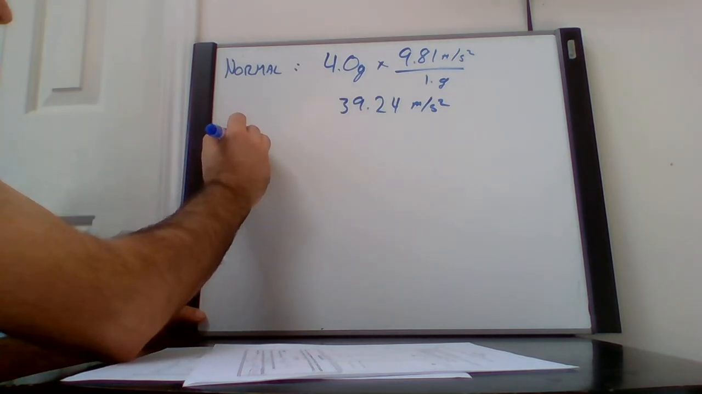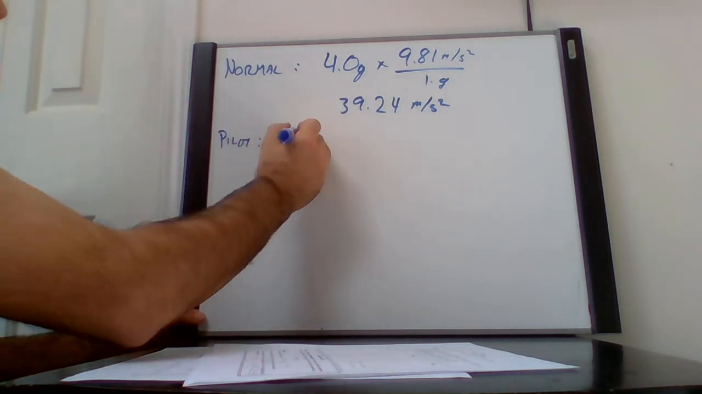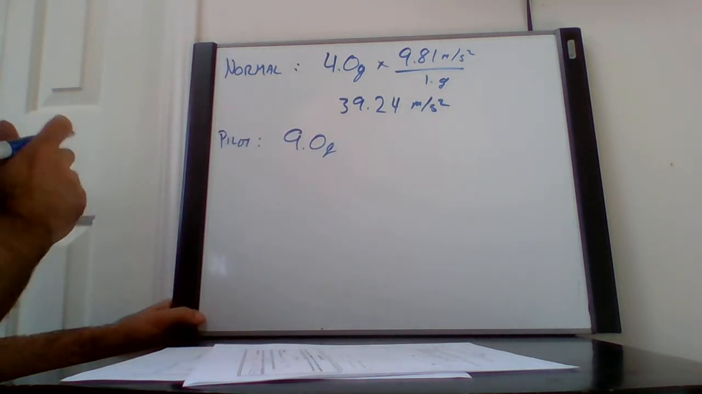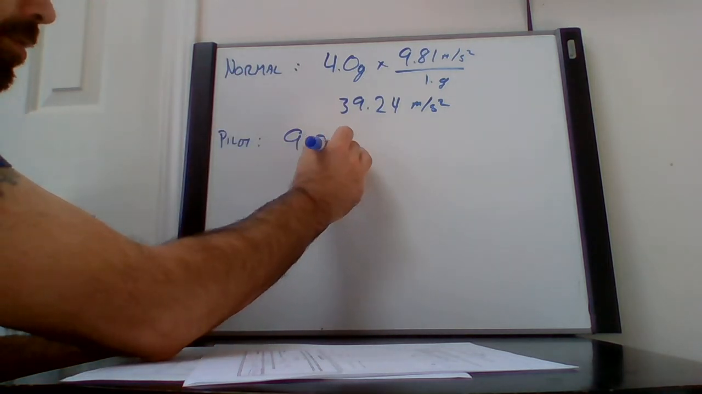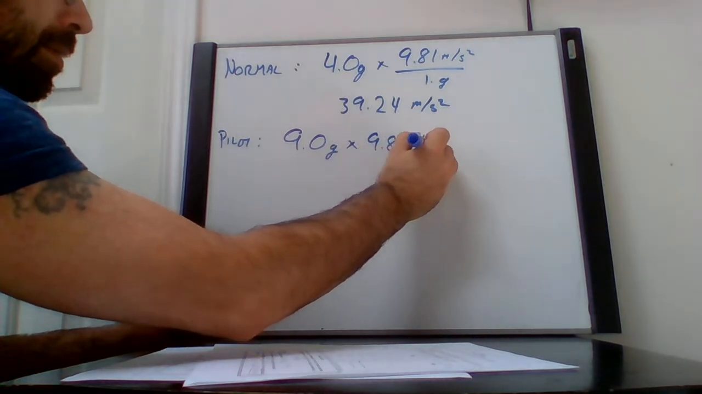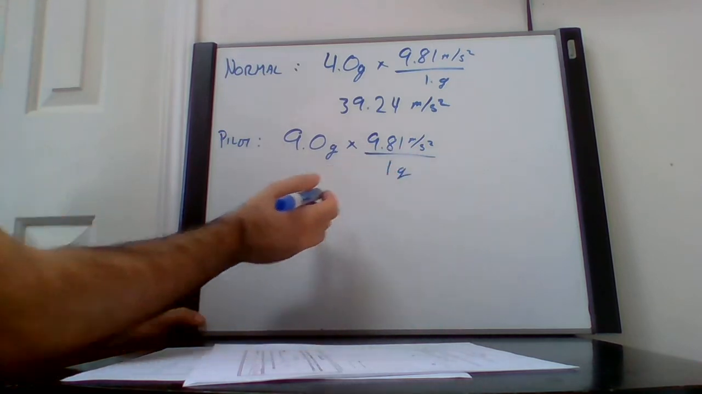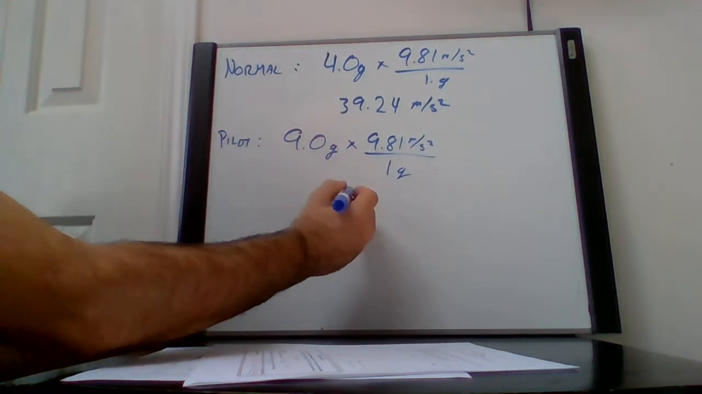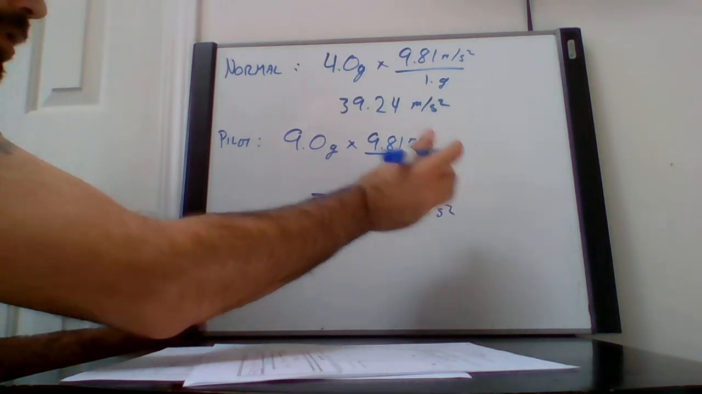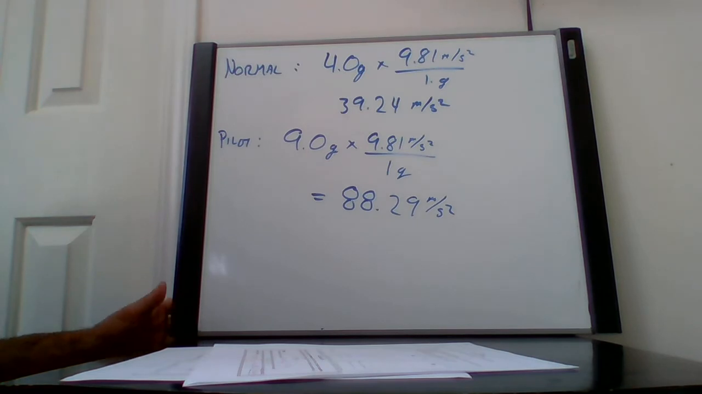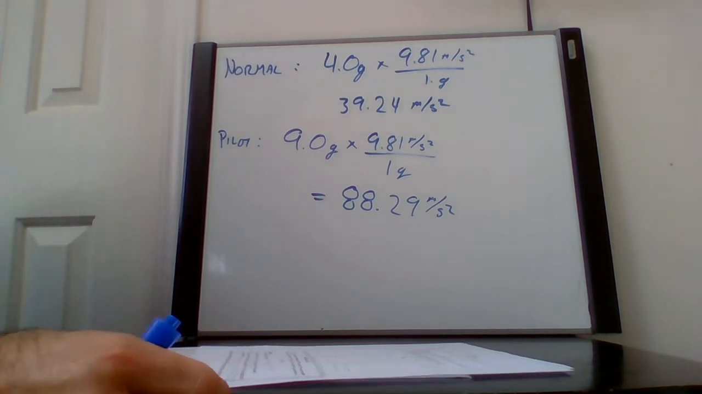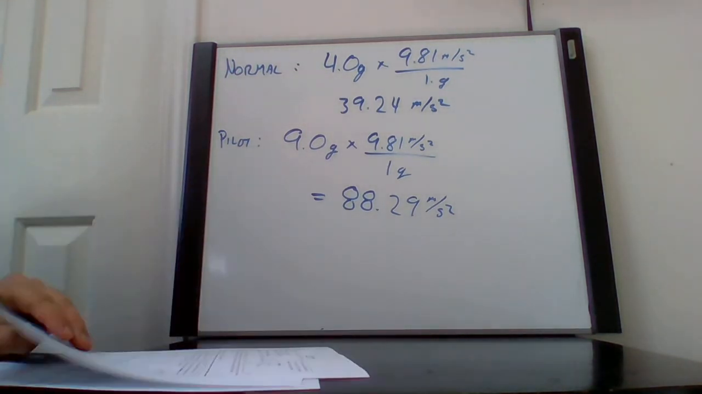Whereas if we're looking at a fighter pilot who has gone through rigorous training to accommodate these higher g-forces of 9.0, and they also have suits that help them out with that, we take those 9.0 g's that they can handle and multiply by 9.81 meters per second squared for every 1 g. We see that a fighter pilot can withstand an acceleration of 88.29 meters per second squared. So, nice, easy calculations to solve these different g-forces.